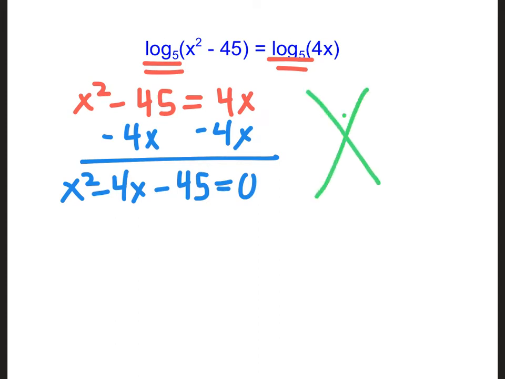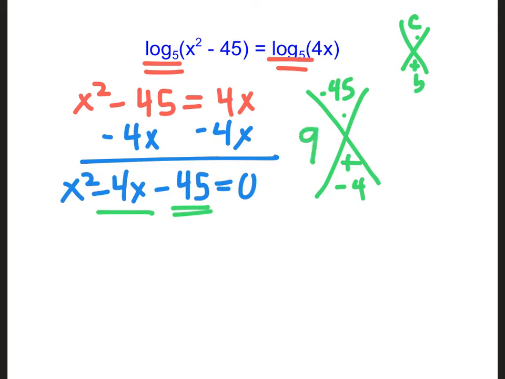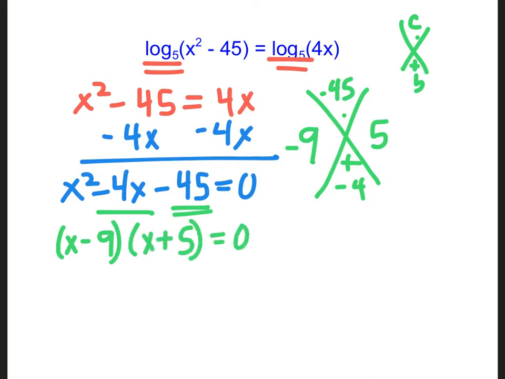Again, at this point, I'm going to set up my x method. We're looking for something that multiplies to c, which is -45, and adds to b, that second number, so adds to -4. So what can I get to multiply to -45, add to -4? Well, I know 9 and 5, if I multiply those, I get 45. And then if I make 9 negative, I can do -9 plus 5 gives me -4. So that means my two factors are x minus 9 and x plus 5 equals 0.